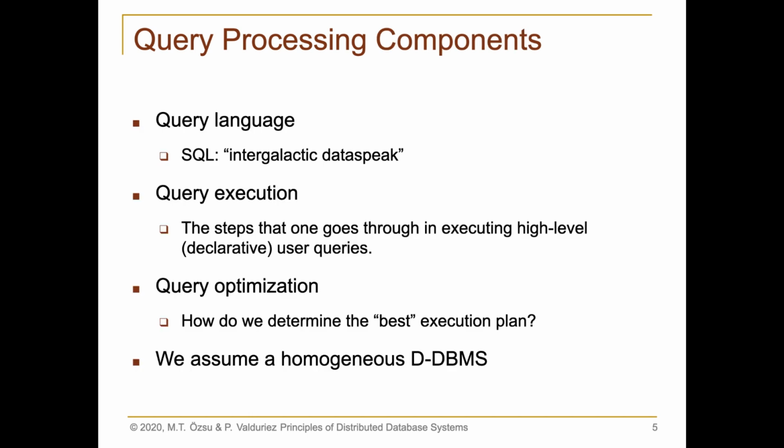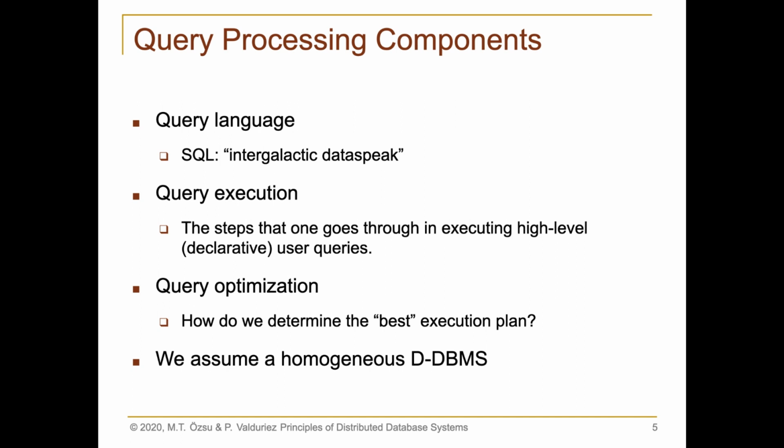The components of query processing are query language, query execution, and query optimization. So while talking about query processing, we have to deal with query language, query execution steps, and query optimization techniques. When we say query language, it's a relational calculus or a general language. It's a user-level language. We call it intergalactic data speak or structured query language. This is all about dealing with the declarative language called structured query language. When we say query execution, these are steps that one goes through in executing high-level declarative user queries like relational calculus or structured query language.